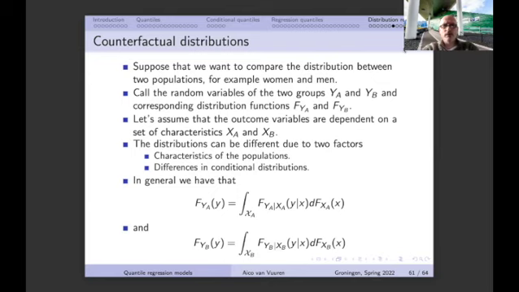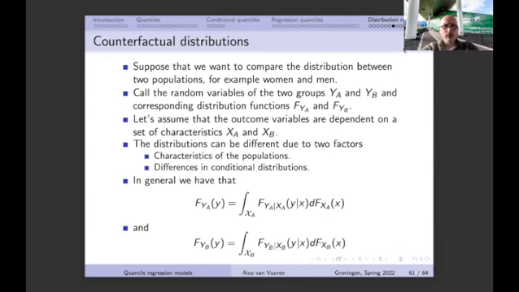Okay, we'd like to go on with the next topic, and that's the topic of counterfactual distributions. In many situations, we would like to compare distributions of different random variables with each other. That's especially interesting at the moment that we have one particular outcome variable, but we look at that outcome variable for different groups. For example, we could look at log hourly wages, and we could compare the distribution of log hourly wages of women with the same distribution for men.